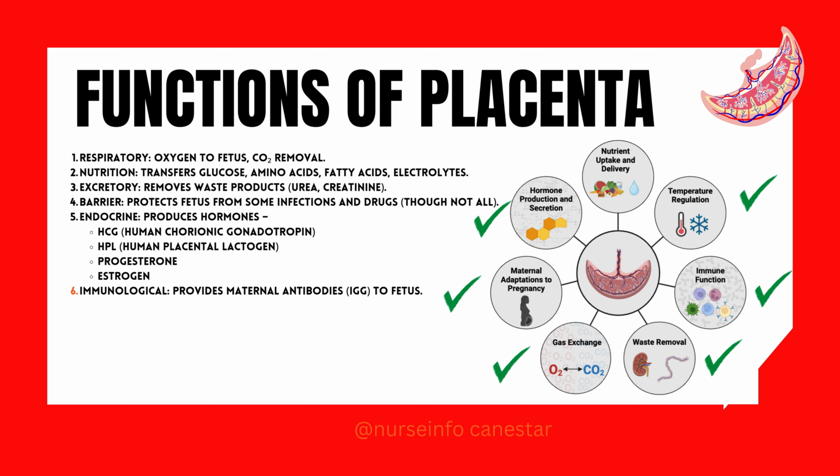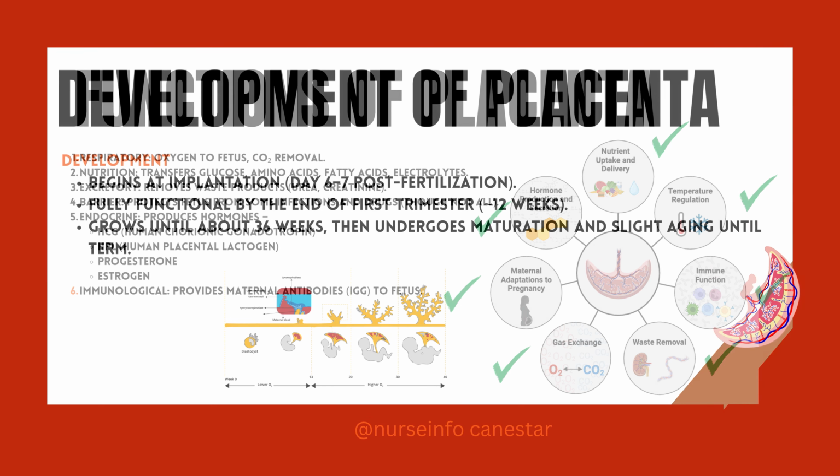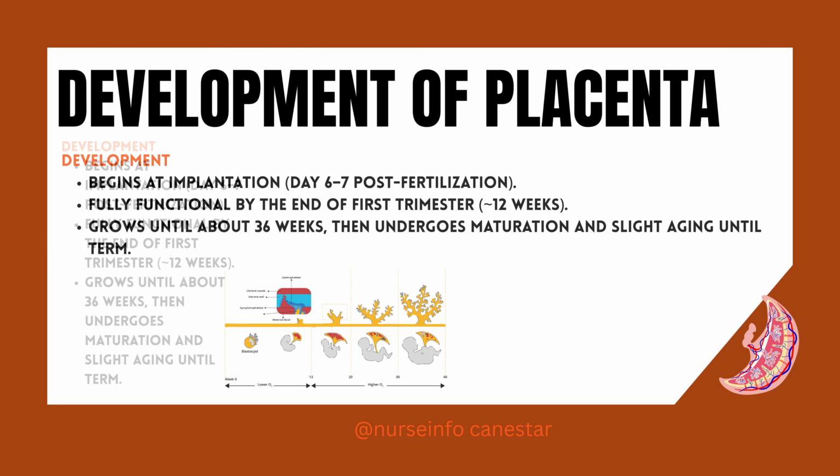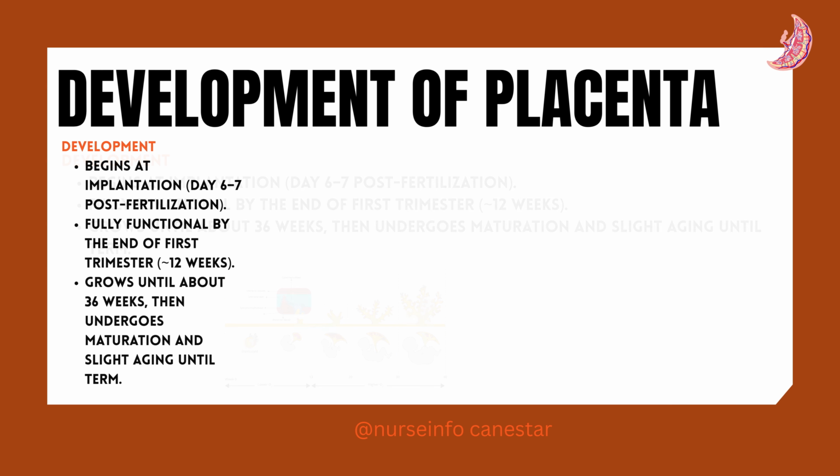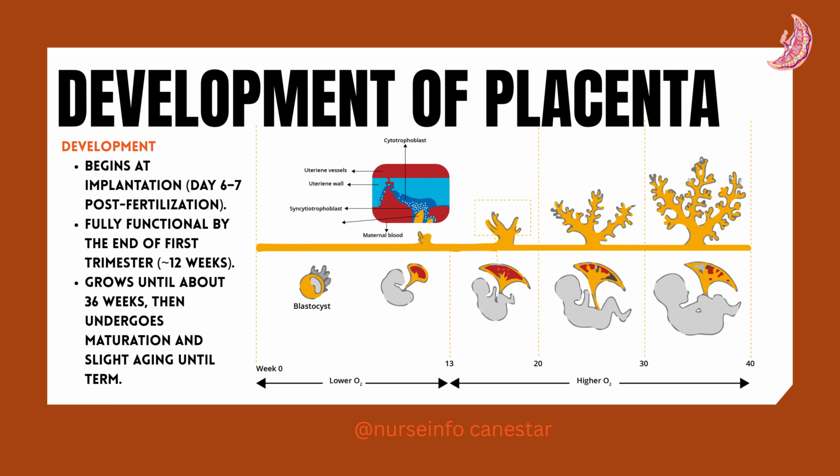5. Endocrine: produces hormones. HCG, human chorionic gonadotropin. HPL, human placental lactogen. Progesterone. Estrogen. 6. Immunological: provides maternal antibodies, IgG, to fetus.